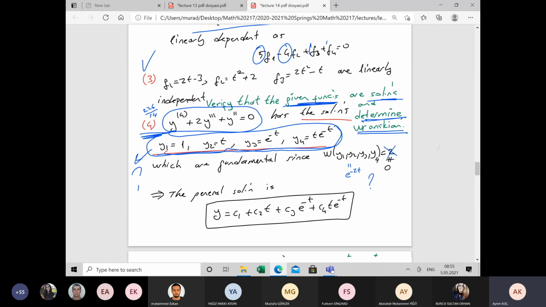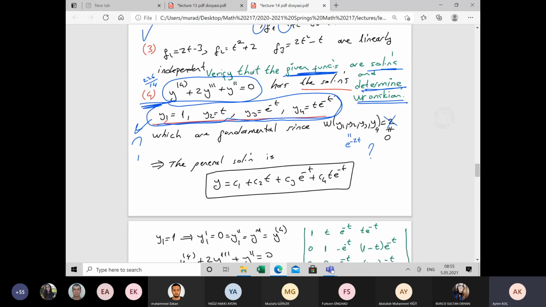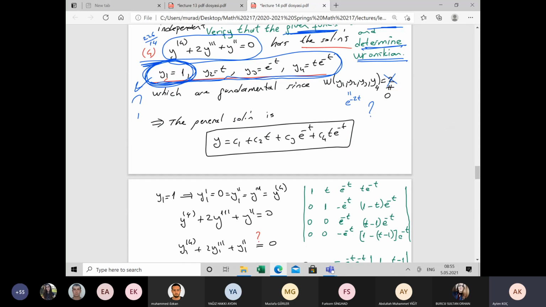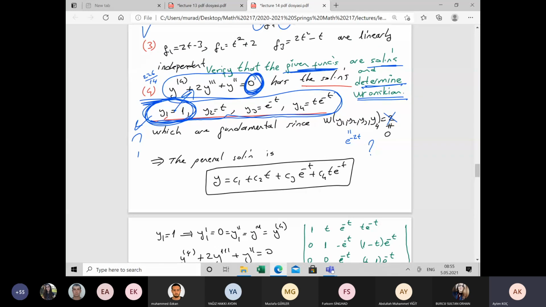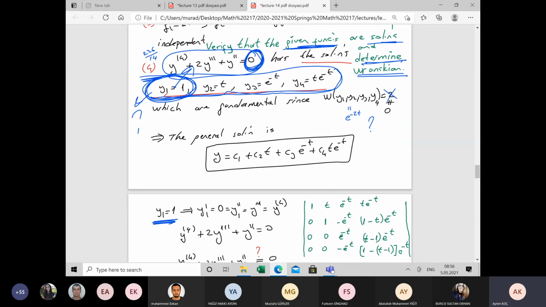So first of all, let's check that y sub 1, 1, is a solution of our differential equation. How to check that? Substitute here to check whether this gives 0 or not. So y sub 1 is 1. Y sub 1 is 1, and y sub 1 prime is 0.